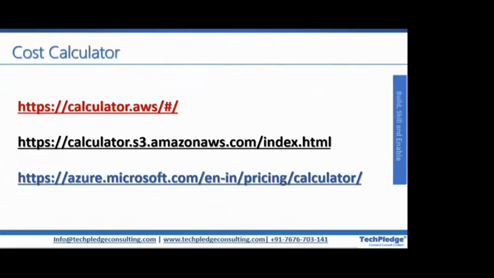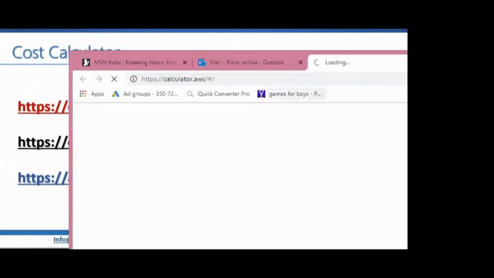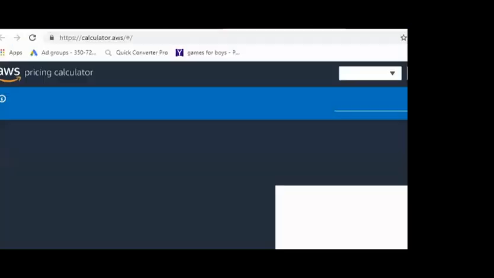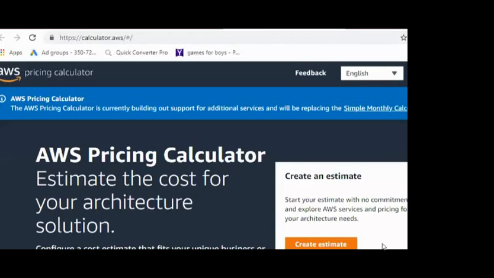So if you go for the AWS calculator, you can try and open this. So this would be showing you, can you see my Chrome screen? Yes, yes. Okay, I'll try. Okay, here you can start creating your estimate.